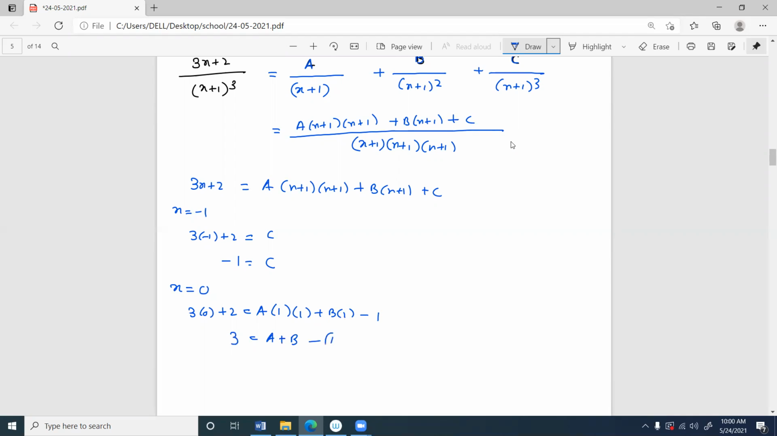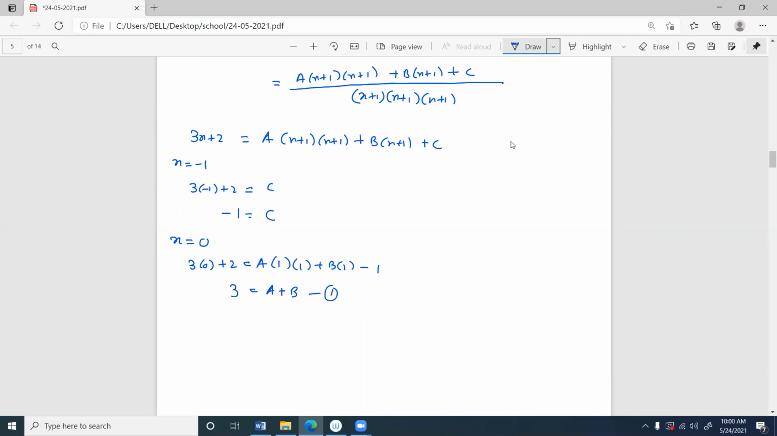I'll just keep this equation as my first equation. Then I can put x equals to 1, because it's minus 1. I substitute over here. 3 times 1 plus 2 equals A times 1 plus 1, 2, and 1 plus 1, 2, plus B times 2, plus C. C is minus 1. Then you can say this is 5 equals 4A plus 2B minus 1. With this you can say 4A plus 2B equals 6. This is my second equation.